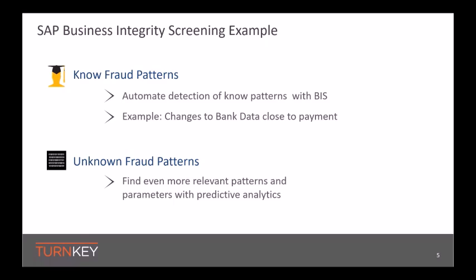So before we start with the example, you can imagine you're now manually doing your work. You know, for example, that if there are changes to bank data very close to payment, this could be a critical case. So someone is going to a system, changing the bank of a vendor, and then when the payment is running, the payment is going to this account and then changing back the data afterwards. So this could be a known pattern.